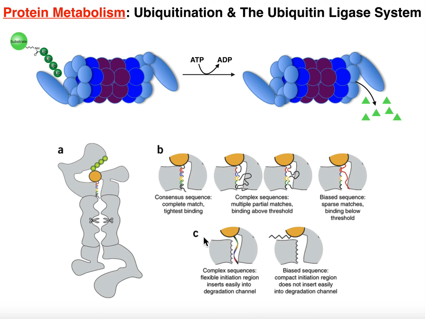Okay. In other cases, you can have complex sequences where the sequence is really just flexible, in which case you can kind of imagine the protein just kind of fluttering and slithering in. It easily fits into the degradation channel inside this proteasome, making it very easy for the proteasome to degrade it. But also you can have other bias sequence where you have a compact protein that's not flexible and it does not insert easily into that degradation channel of the proteasome, again making those proteins much more difficult to degrade. And sometimes there are actually non-proteasome mechanisms to also degrade the protein. But this is the major predominant mechanism.